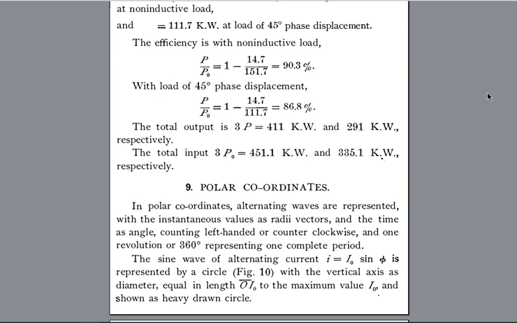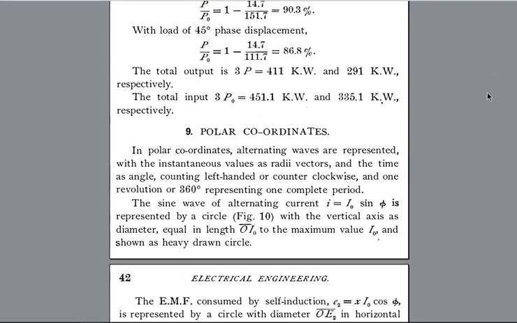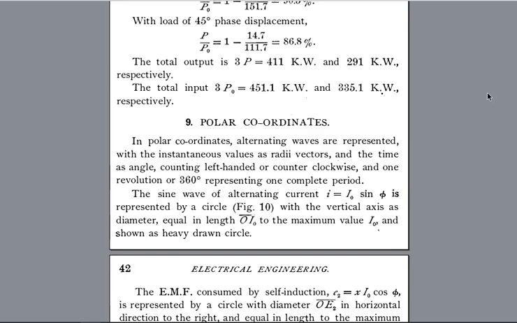The total output 3P equals 411 kilowatts and 291 kilowatts, respectively. The total input 3P0 equals 451.1 kilowatts and 335.1 kilowatts, respectively.